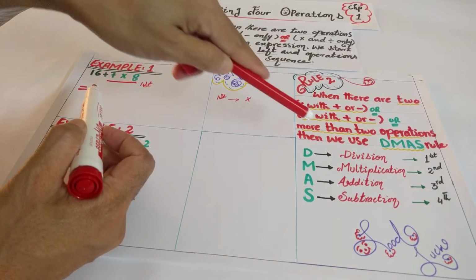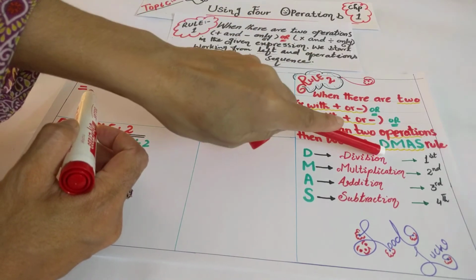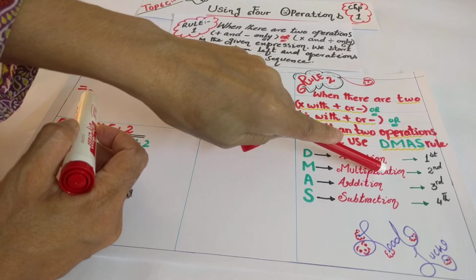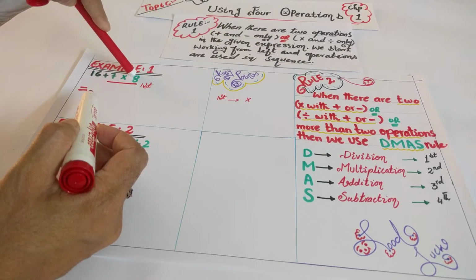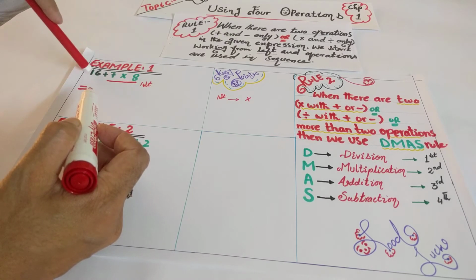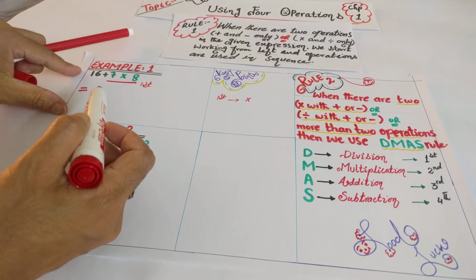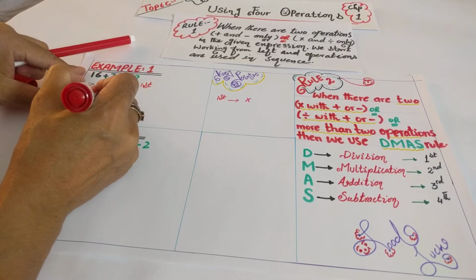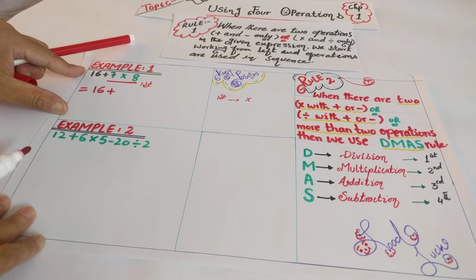According to the DMAS rule, division is not in our given expression. We will leave the division and start the order from the next operation, that is multiplication. So we will solve the multiplication, but when we solve it, we will put the number and the operation as it is: 16 plus, the remaining number and operation will be as it is.